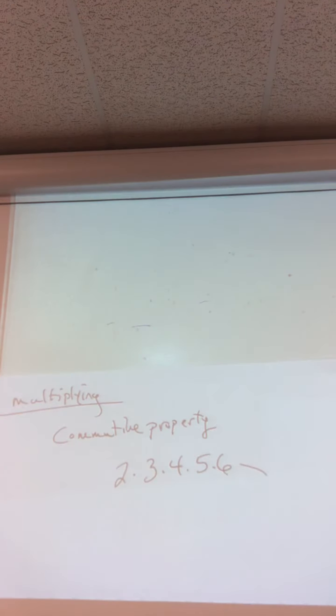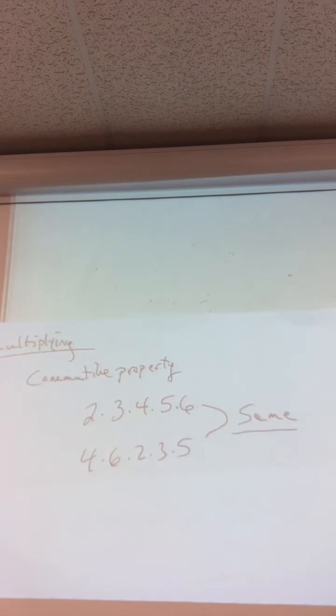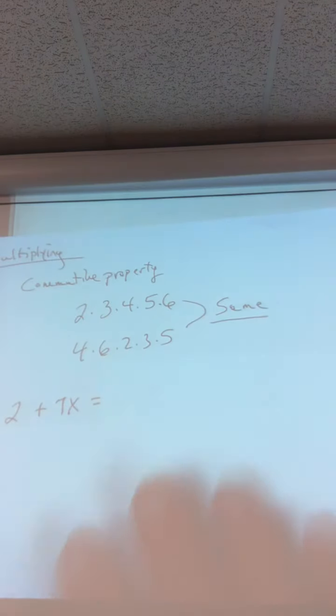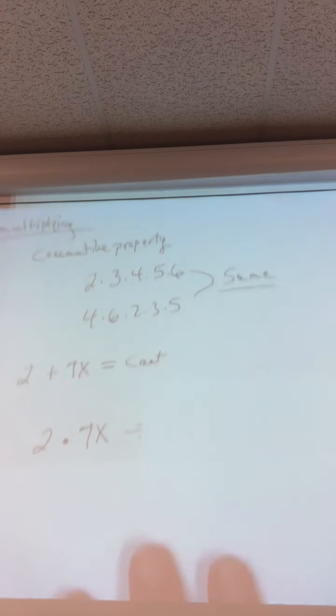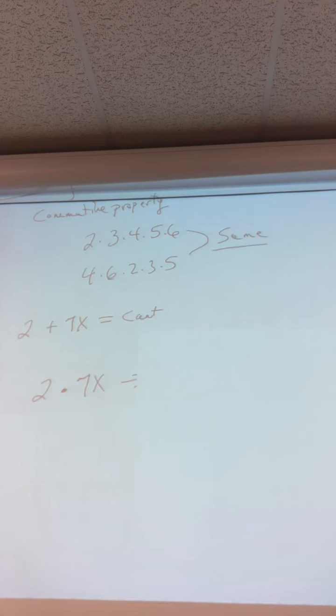Multiplication, however, is commutative. If I ask you to multiply this string of numbers together here, and this string of numbers together here, the order in which you do them doesn't matter because of the commutative property. Now, keep in mind, let me go back. Can we add 2 plus 7x? No, we cannot. In adding, they have to be like terms. So the question now is, can we multiply them? And the answer to that is yes.